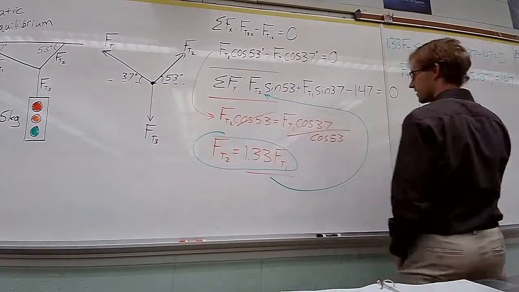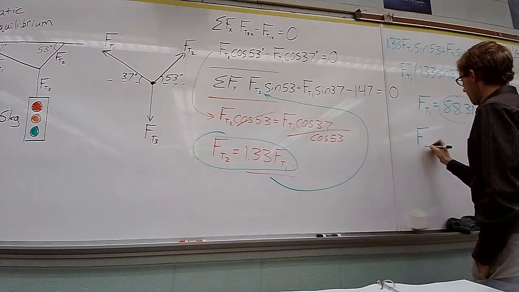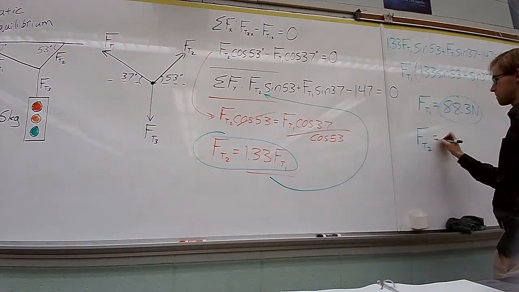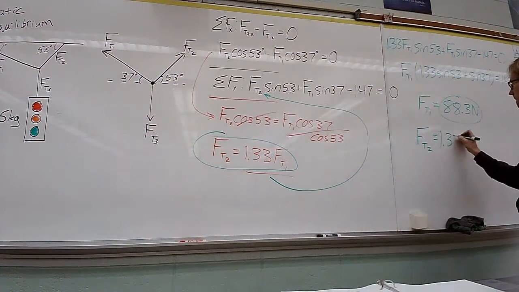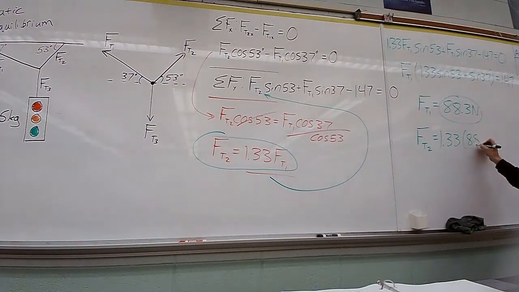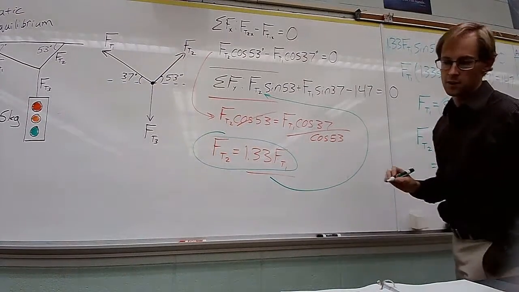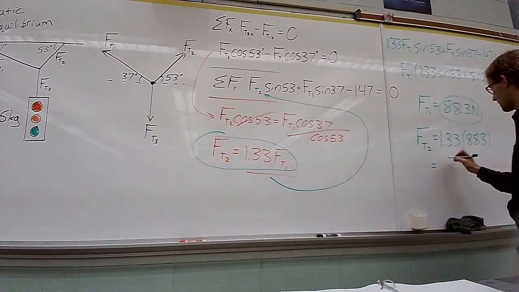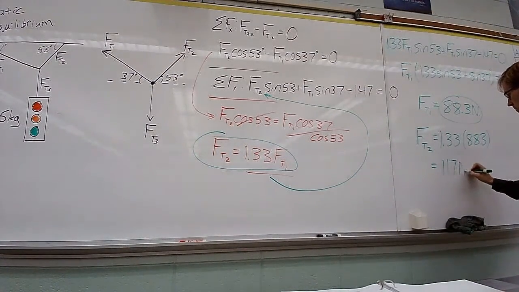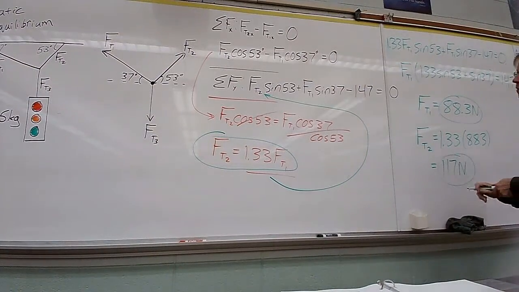I did the opposite thing. But that's without rounding previously. So then FT2, of course, comes to 117 or so. And that's how that works.